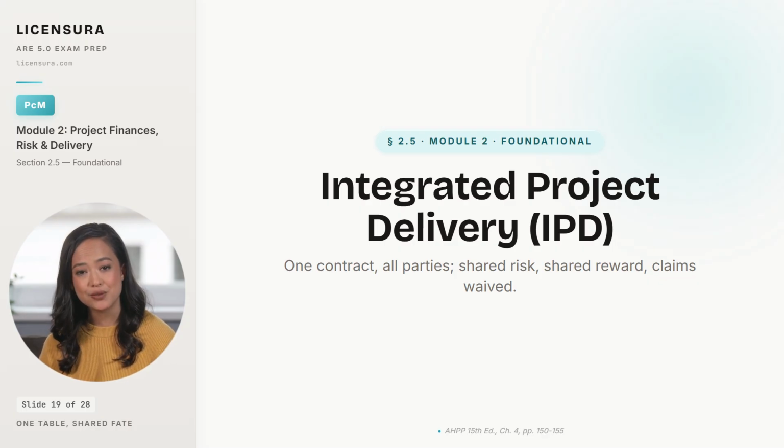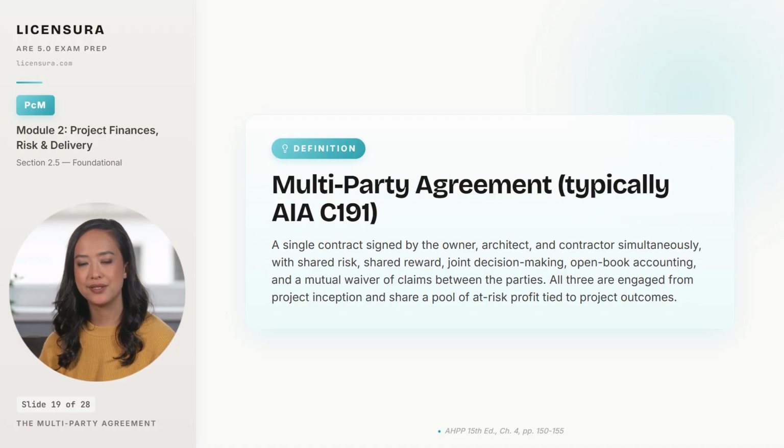Start with the contract itself, because the multi-party agreement is the mechanism that makes everything else about IPD work. The AIA C191 is the standard form, and it does something no other construction contract does. It puts the owner, the architect, and the contractor on the same piece of paper as co-signatories. There is no owner-to-architect contract on one side and owner-to-contractor contract on the other. There is one agreement, signed by all three. Inside that agreement, three structural features make IPD work.